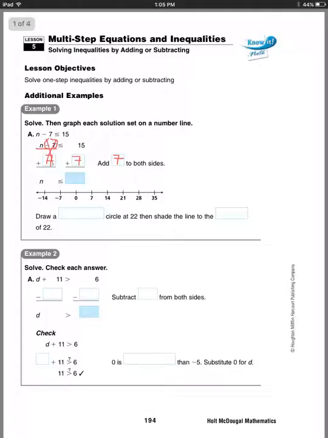Our 7's cancel, our n comes straight down. 15 plus 7 is 22. So n is less than or equal to 22. Because it's less than or equal to, it's a closed dot over 22.